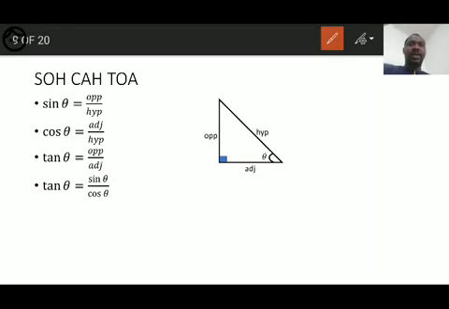Hello. So here we see another triangular rule. This is SOH CAH TOA, which is what a lot of us here are familiar with. First of all, we see a right angle triangle again. SOH CAH TOA is only applied in a right angle triangle. You can see your angle here, theta.